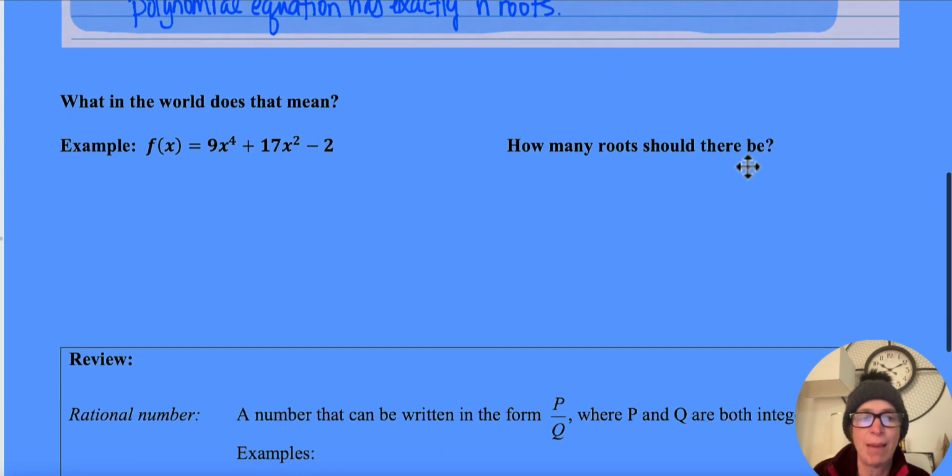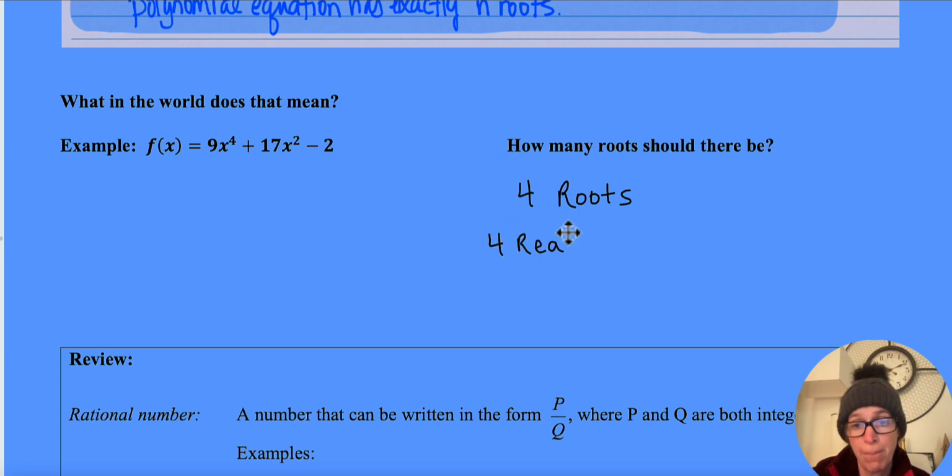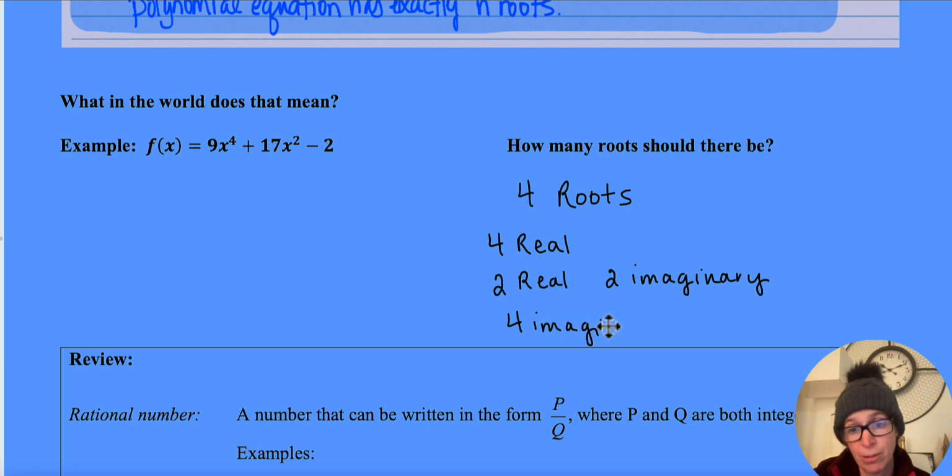All right, so what in the world does that mean? It just basically means that if here's the polynomial, if I want to solve this polynomial to find the roots, that it's going to have 4 roots. Okay, so it's important to recognize it could have 4 real, it could have 2 real, 2 imaginary, or complex, or it could have 4 imaginary roots. It can't have 3 real and 1 imaginary because, again, imaginary roots come in pairs.